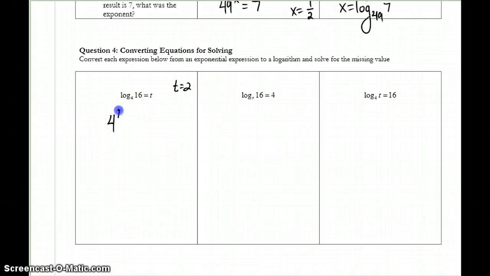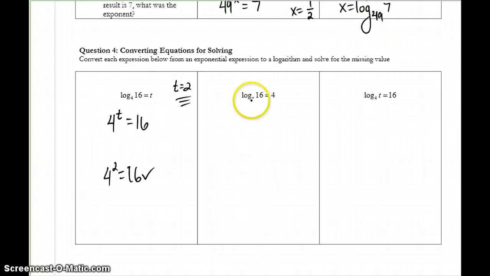I can rewrite this as 4 to some power equals 16. Remember that the exponent will always be equal to the logarithm. The base remains the same, so we have 4 to some power is 16, and as I said earlier, t should be 2. We can check that. 4 squared is definitely 16.